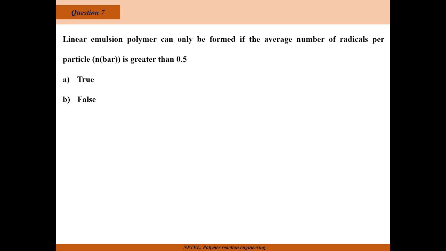Linear emulsion polymer can only be formed if the average number of radicals per particle is greater than 0.5. Here I have a doubt, because there is an equation which relates this. It should be false. I don't exactly remember the cutoff value, I forgot to look for the correct value. But this is a false statement. Okay, fine.